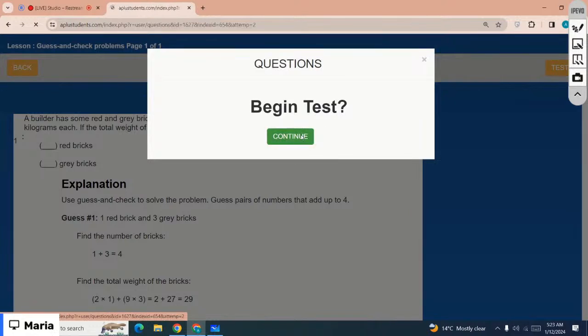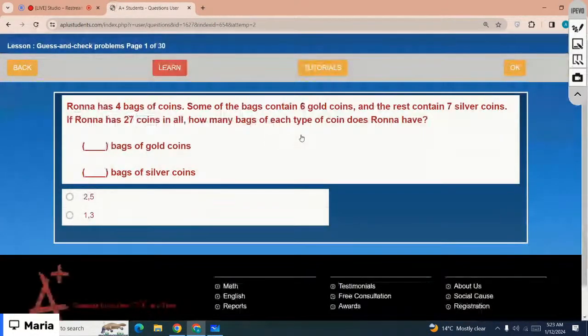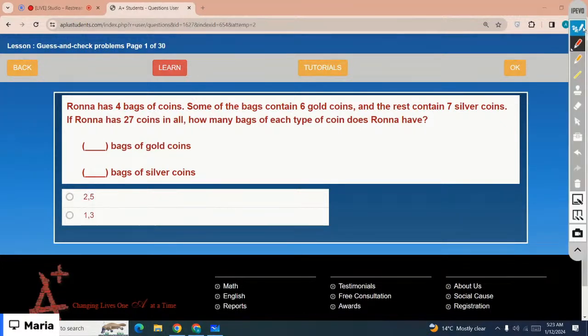Let's just start with the test questions. Okay. Rona has four bags of coins. Some of the bags contain six gold coins and the rest contain seven silver coins. If Rona has 27 coins in all, how many bags of each type of coin does Rona have? Right? So the total coins is 27, right? So you have to see how many.